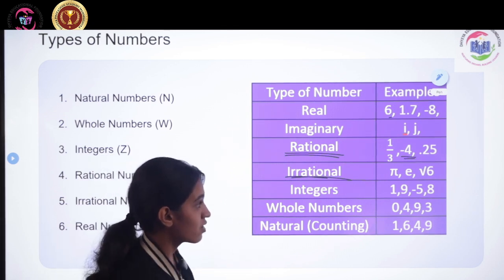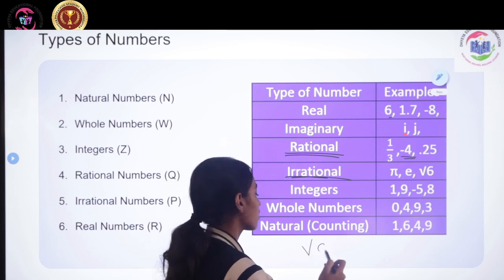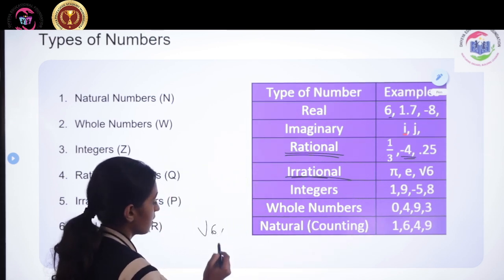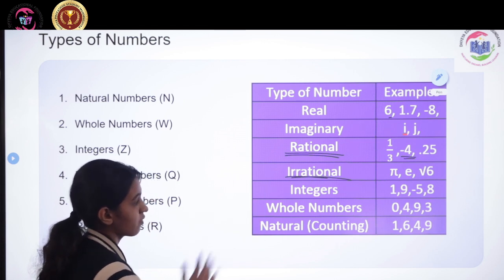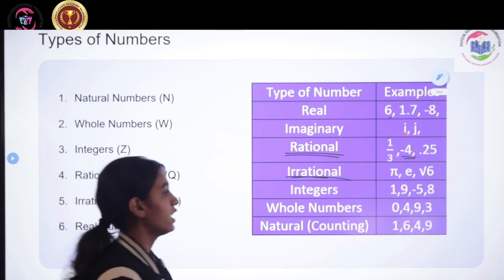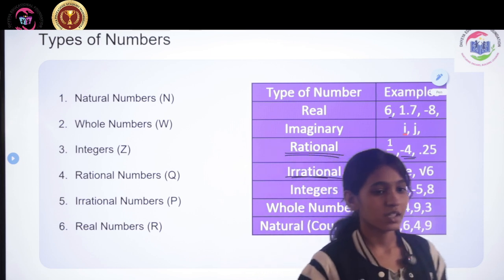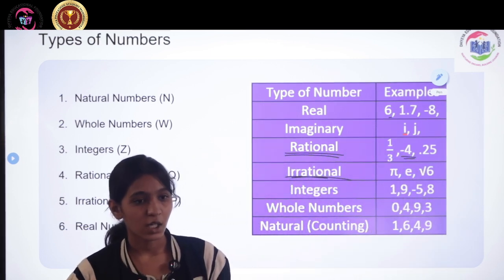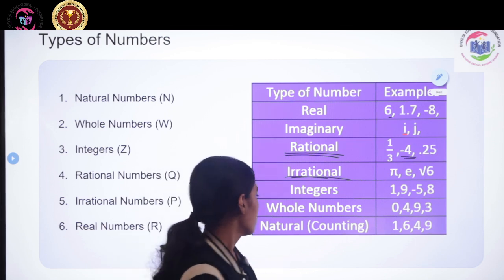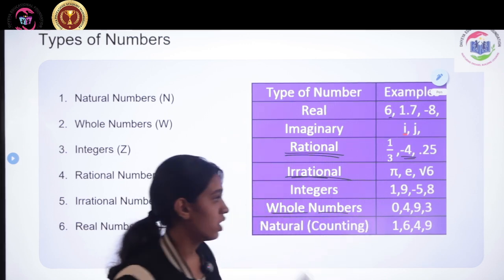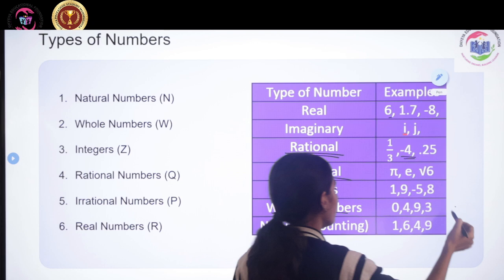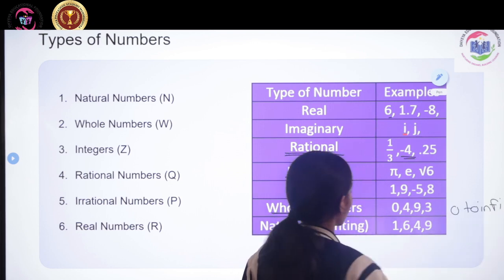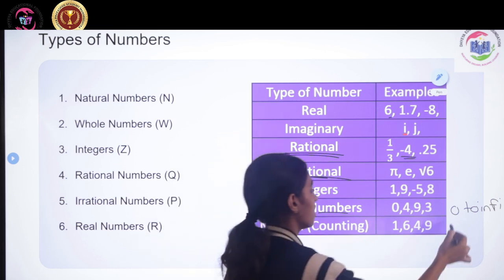e is a constant. √6 also cannot be written as p by q like this, because it will change the value. Integers are nothing but all the numbers, positive numbers and negative numbers, but they do not include fractions or decimals. Let's talk about whole number. Whole numbers start from 0 to infinity, and natural numbers start from 1 to infinity.